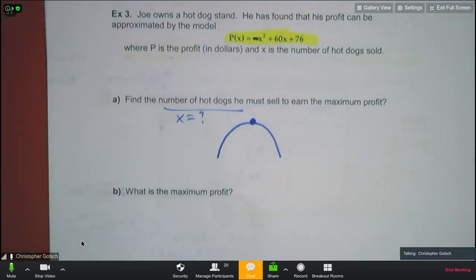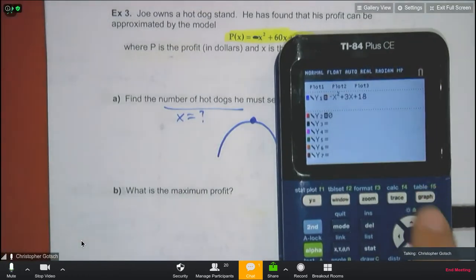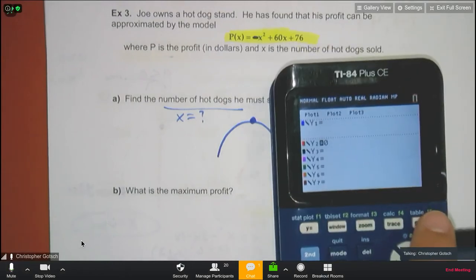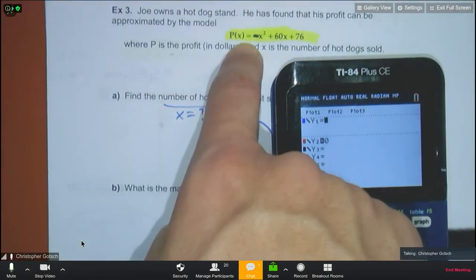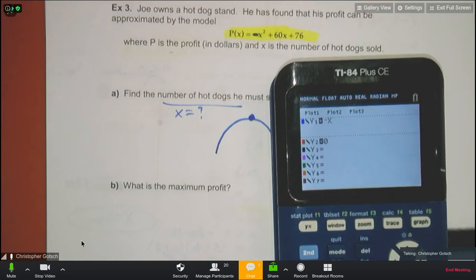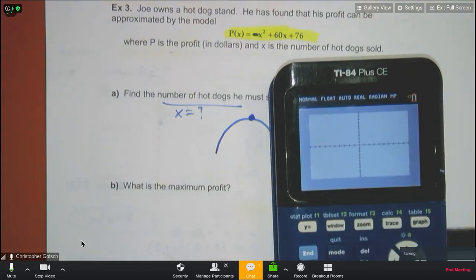So I'm going to use my graphing calculator. Let's graph this. I'm going to Y equals and type in negative x squared plus 60x plus 76. If I'm going too fast, let me know. Now, if I'm in zoom 6, I am not going to see what I want. Remember, zoom 6 is negative 10 to 10, and I've got huge numbers here, 60 and 76.